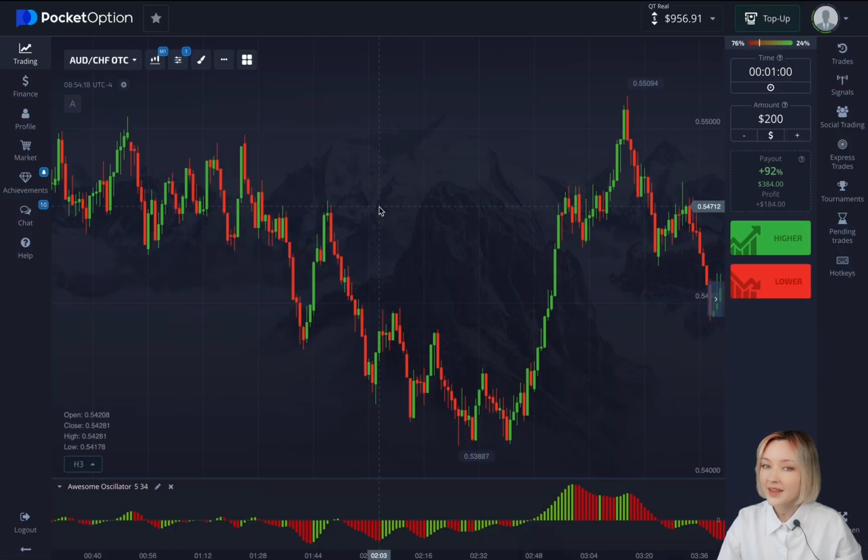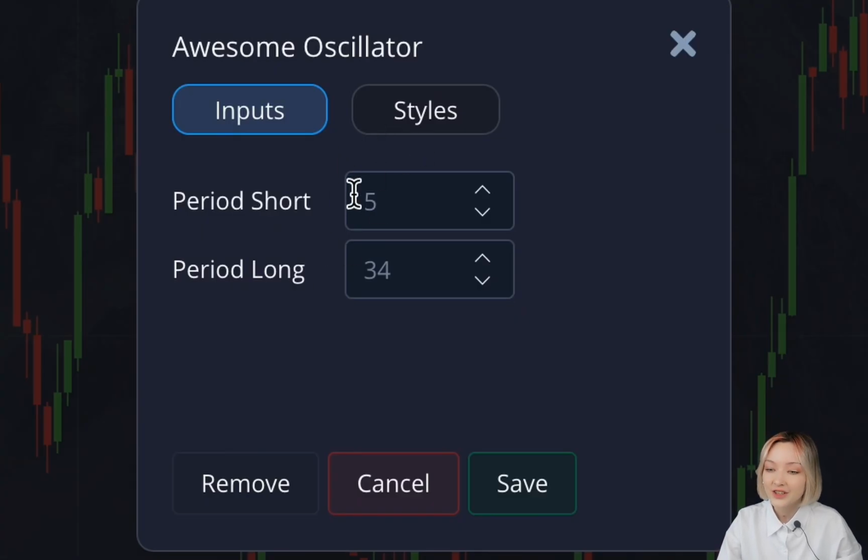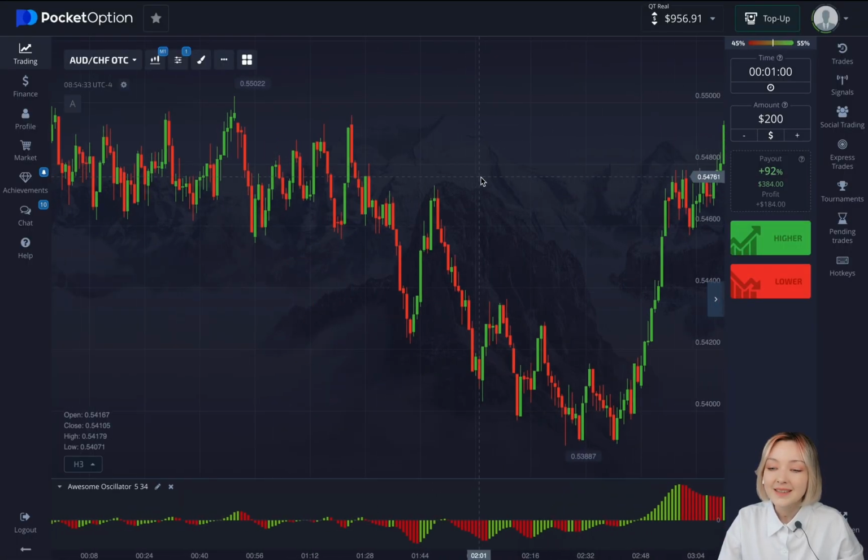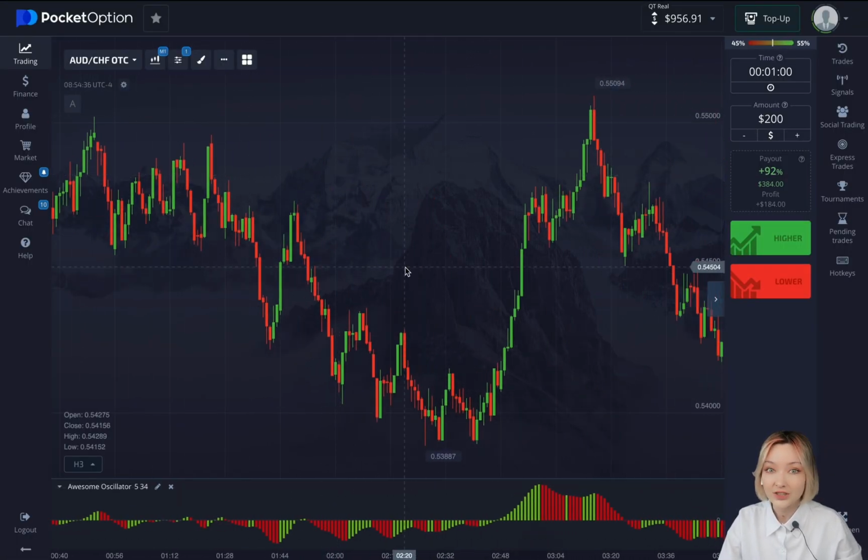It's probably the only indicator out there that doesn't require any additional adjustments or settings. Everything, all the periods, the short period and the long period, are the same. The style of the graphics stays the same. We're not changing a thing.